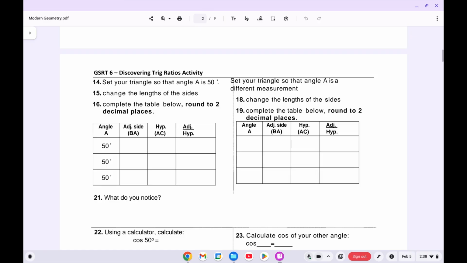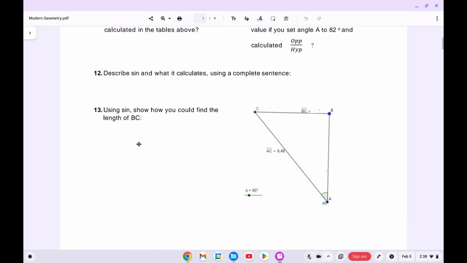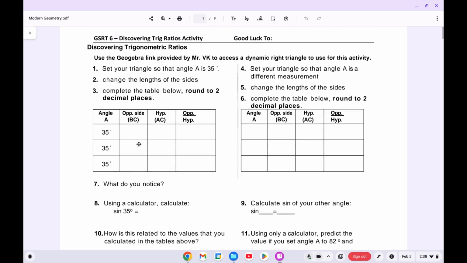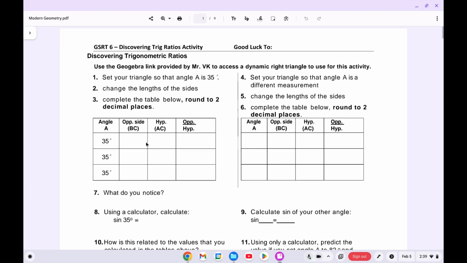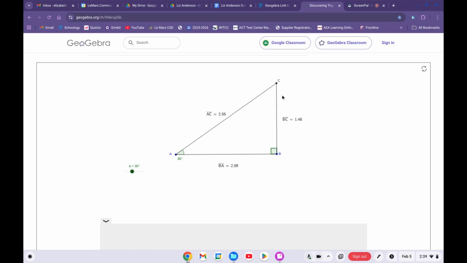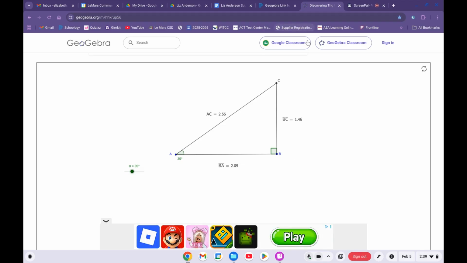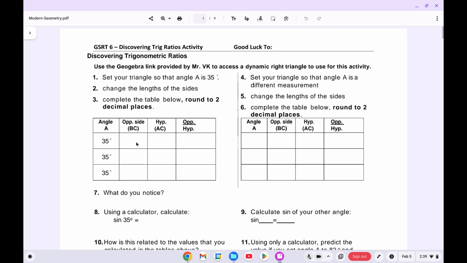So just to give you some clarification, because you're going to hear me say opposite, adjacent, and hypotenuse a lot here. What you're going to do is, using that website, fill in the numbers that you had on your triangle for these specific sides. So like this one is saying opposite side BC. On the website, you're going to go to BC and write this number down, 1.46. That's just going to go right in there, or whatever your number says, okay?